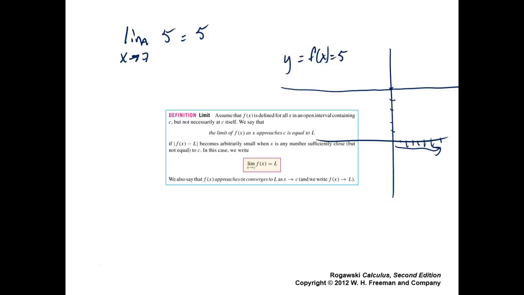Now let's do this. The limit as x approaches 4 of 3x plus 1. Someone give me an idea. 13. You got it. And this is leading us to another little thing here. The first thing is, plug it in.